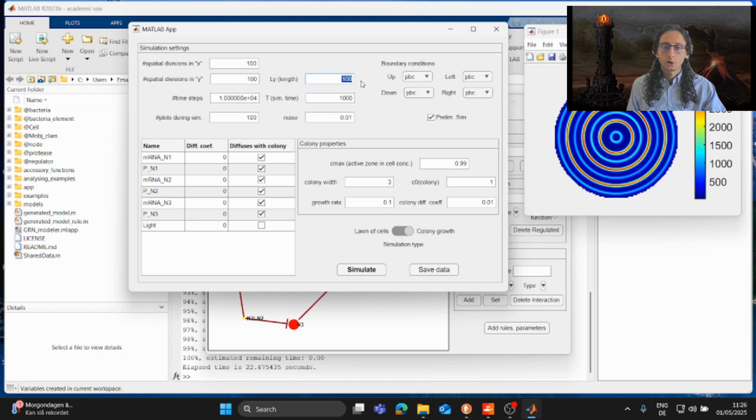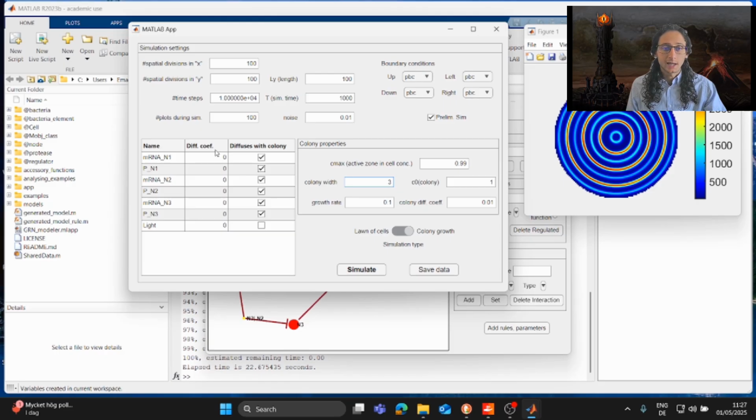So if we set colony width to 100, it means that our initial inoculum will already be as big as the entire simulation grid. So to start, we can maybe set something between 10 and 100 times smaller than Ly. Then the growth of the colony will be described by a Fisher equation, which requires two parameters. Growth rate, how fast cells replicate, and colony diffusion coefficient, or cell diffusion, so how quickly a cell diffuses farther away from the point where it has spawned.